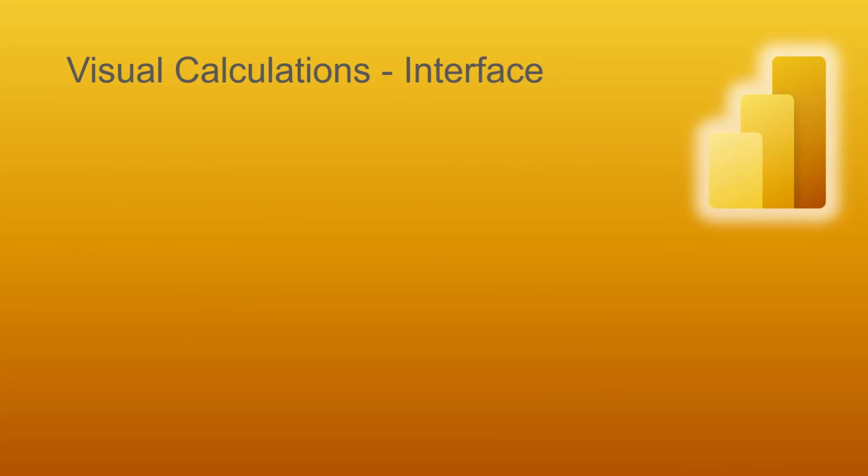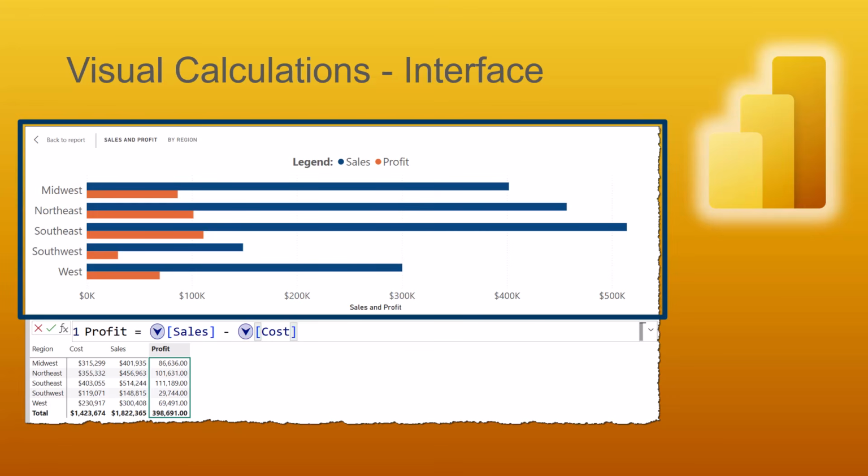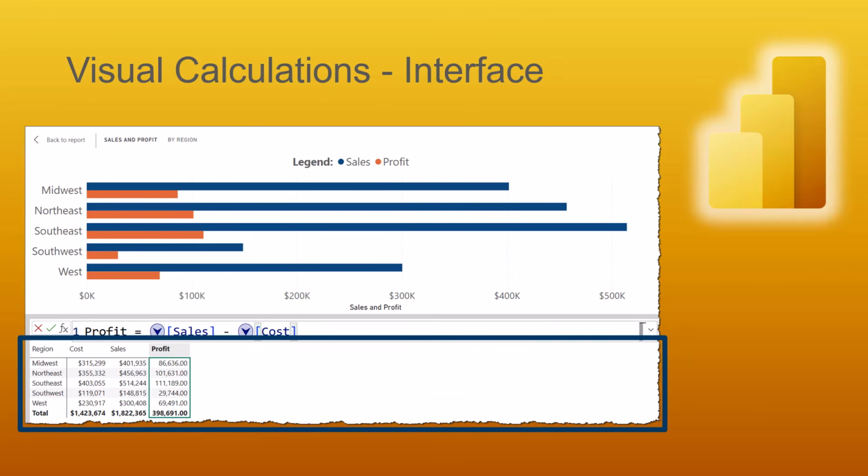The interface for visual calculations is made up of 3 parts. First is the visual preview that shows the visual you're currently working on. Second is the formula bar where you add and edit visual calculations. And third is the visual matrix. This shows the data in the visual, including the visual's calculations.